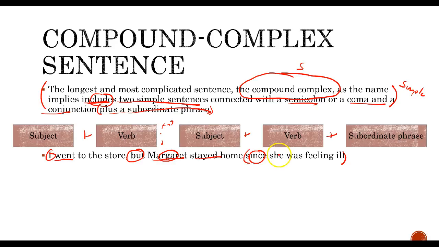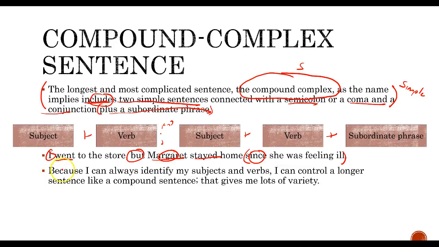Let's take a look at one more. It starts with the subordinate phrase. Because I can always identify my subjects and verbs, that's the subordinate phrase, since it has the word because. And here's the rest of the complex sentence. I can control a longer sentence like the compound complex sentence. Here's the semicolon, moving into my last complete idea. That gives me a lot of variety. So there's a nice sentence right there, and it makes a lot of sense too.